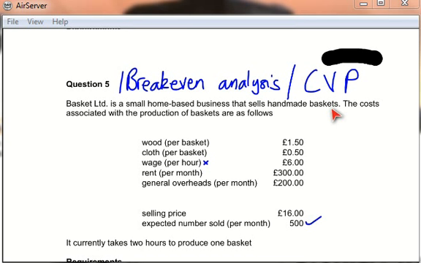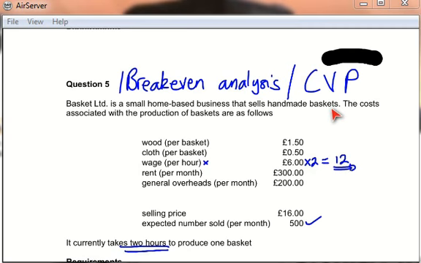Then it currently takes 2 hours to produce one basket. So if it takes 2 hours to produce one basket, how many pounds do I need to produce one basket? If I know that per hour I'll be paying my laborers or my workers £6, it's as simple as coming here and saying 6 times 2, which gives me £12 per basket. All right, so that's my wages per basket.